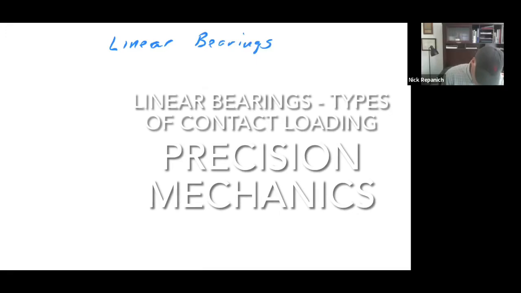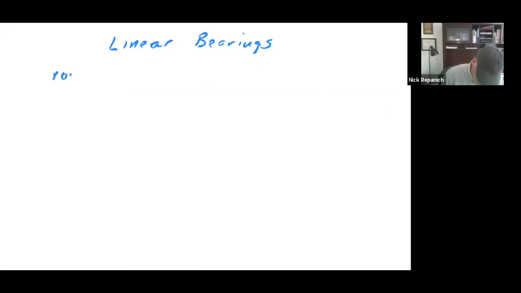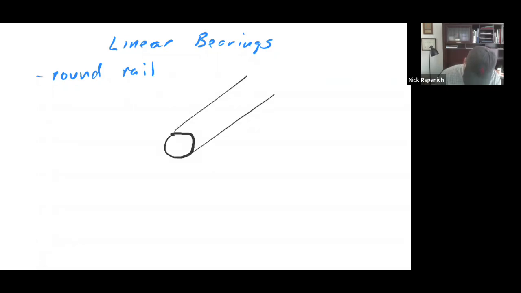So the first style that came out was the round, commonly called the round rail. The round rail has a round shaft on it, and then, for instance, if this were the bearing block, you would have the bearing that went, let's see if I can draw this here. Okay, so here's going to be the bearing. The bearing surface goes around here, and it'd be something like this.